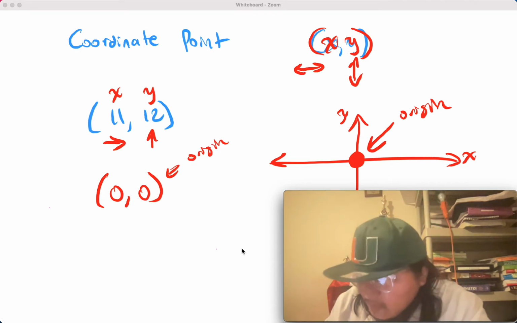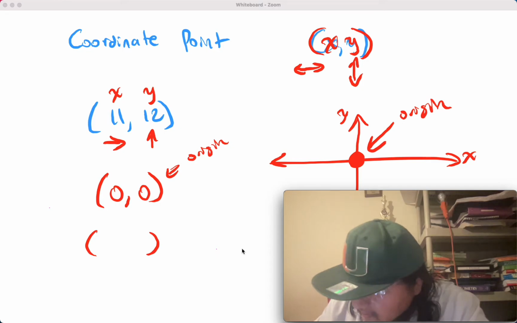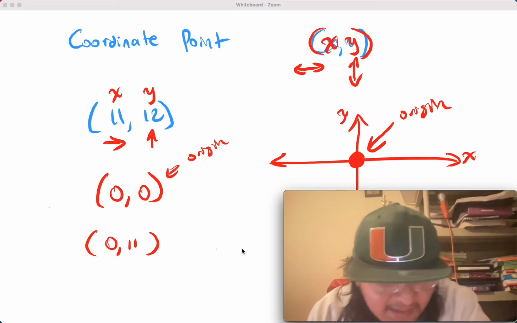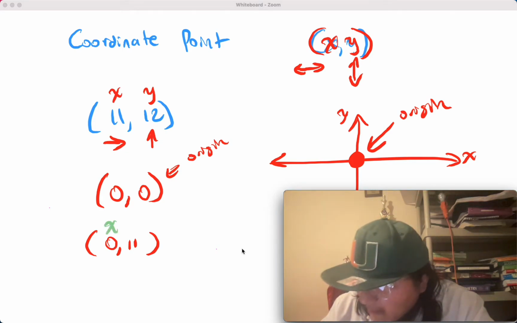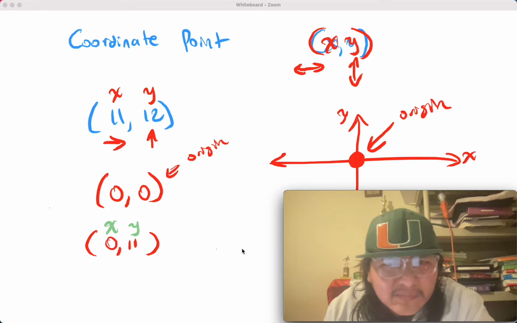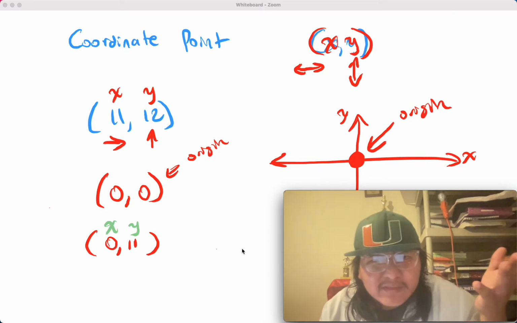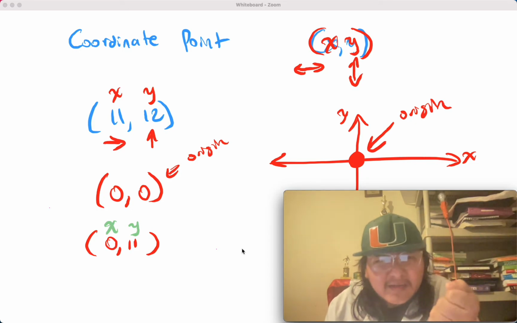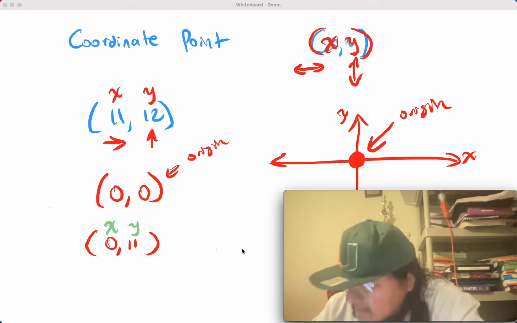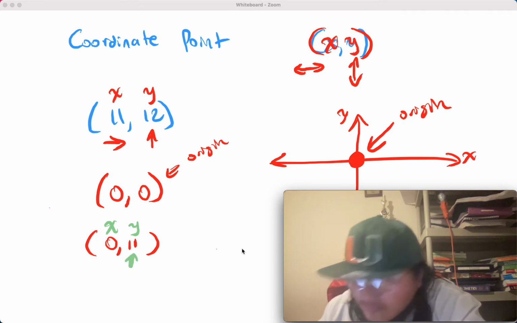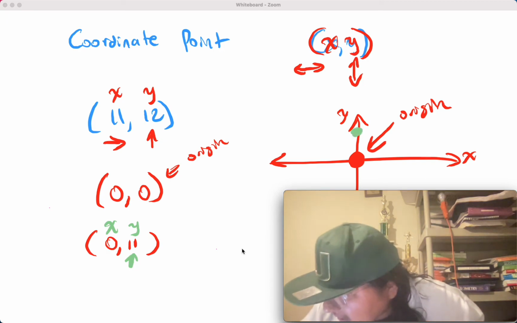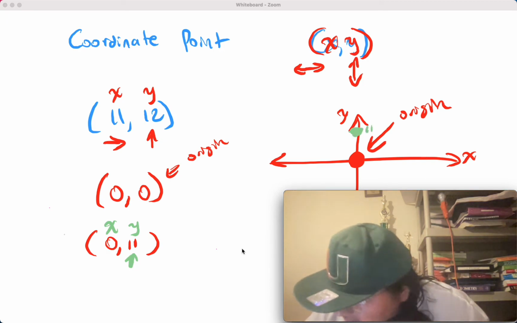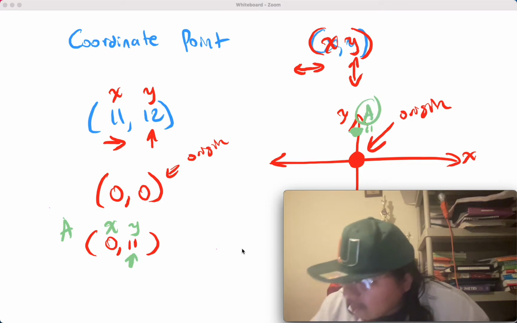Now, what happens if one of the other ones is zero? Let's say x is zero: (0, 11). So what does that mean? That means x is 0 and y is 11. And since x is left and right, what happens when it's 0? Well, it stays there. The only direction that you have is y. And what is y? Up or down. In this case, it's up. So we're only going in one direction. We're just going up. It's not going left and right. It's staying there, and then it's just going up 11. So this point called A is going to be right here on the y-axis.